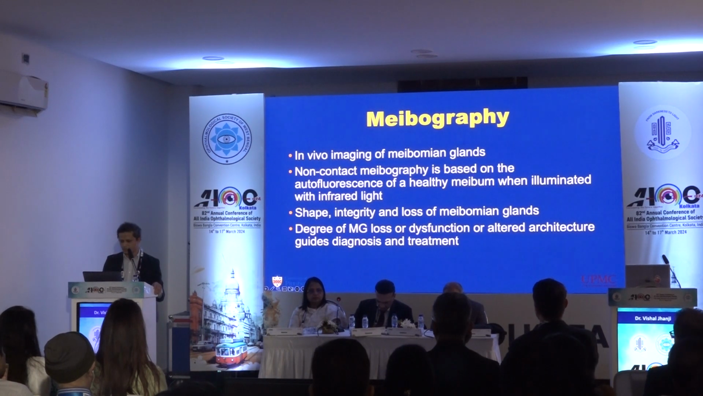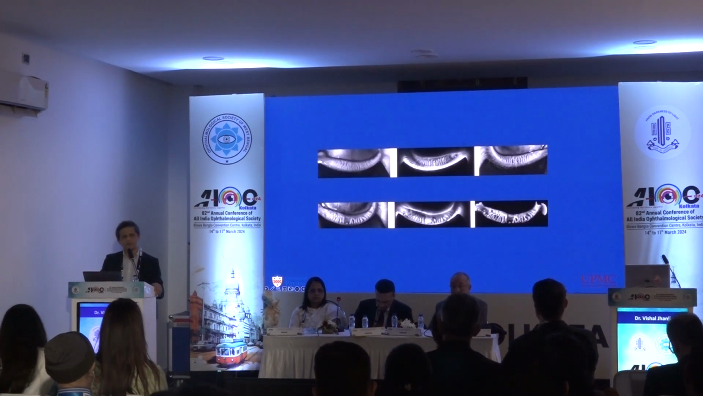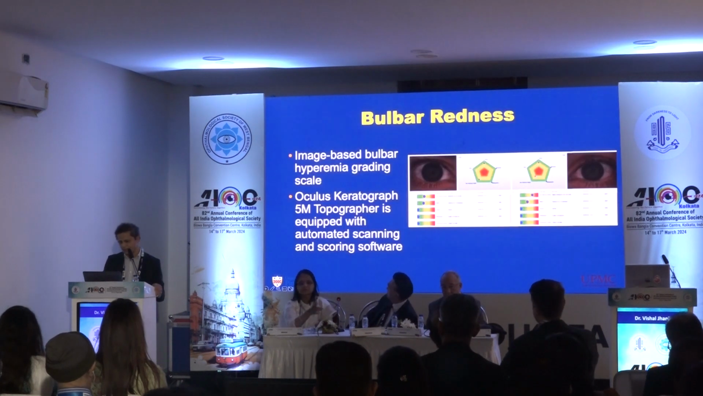You can use meibography, which is basically in vivo imaging of meibomian glands. The most simple way actually is to use one of your existing anterior segment OCT devices. You don't need to use anything fancier than that. This is basically showing the normal and abnormal architecture of meibomian glands in a patient with dry eyes. And of course, if you use a different version that employs AI software, you can actually grade or quantify MGD as well.